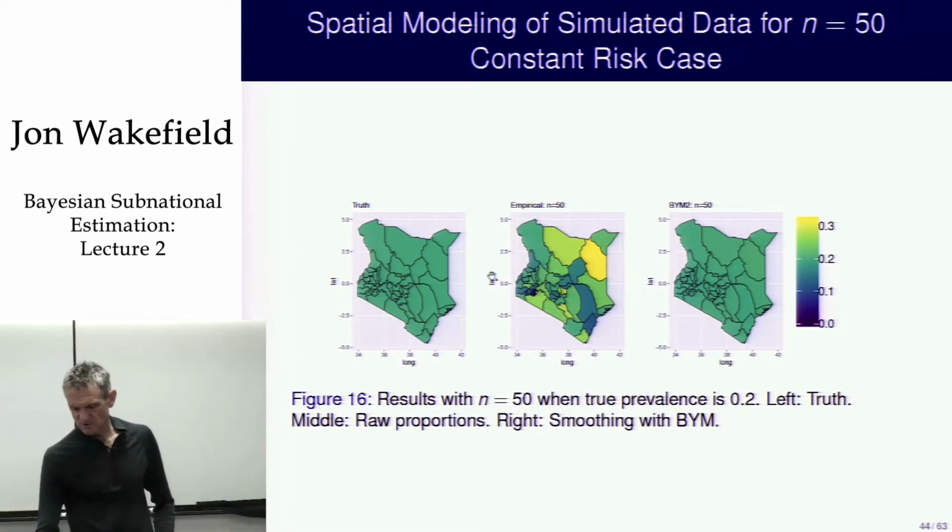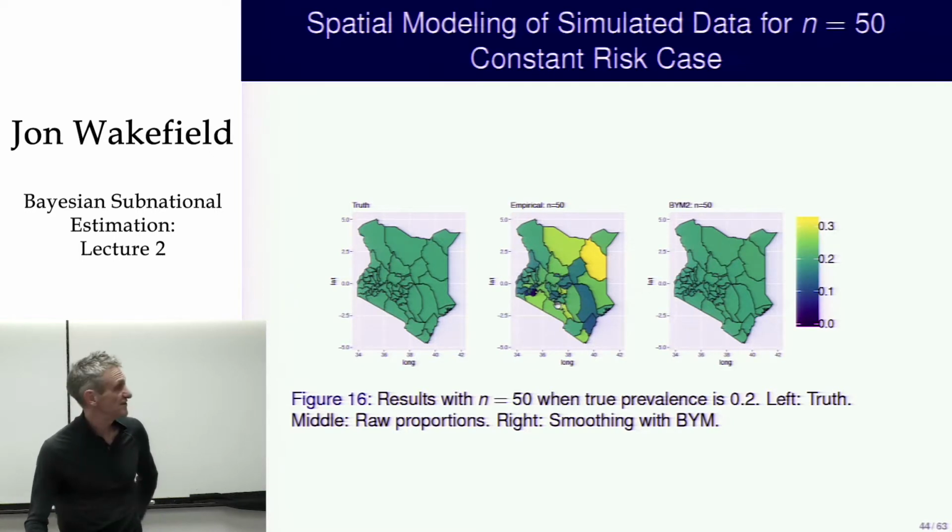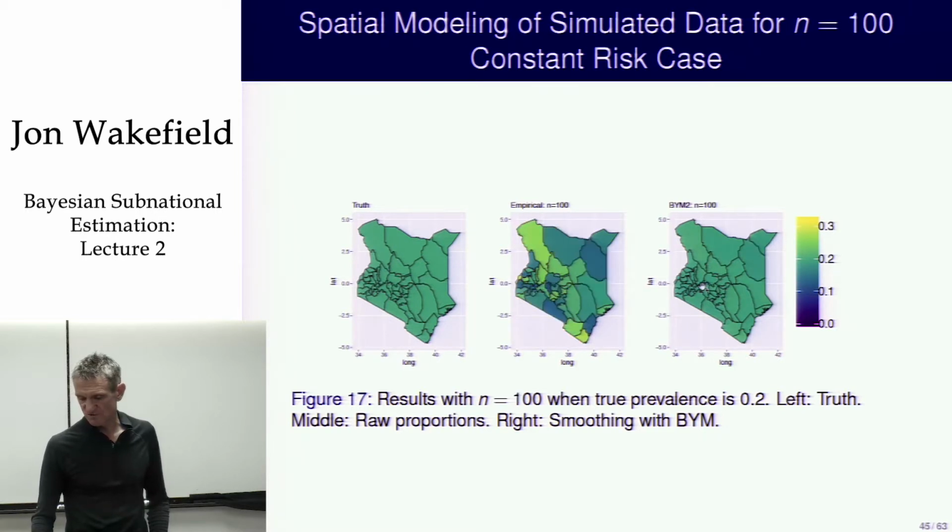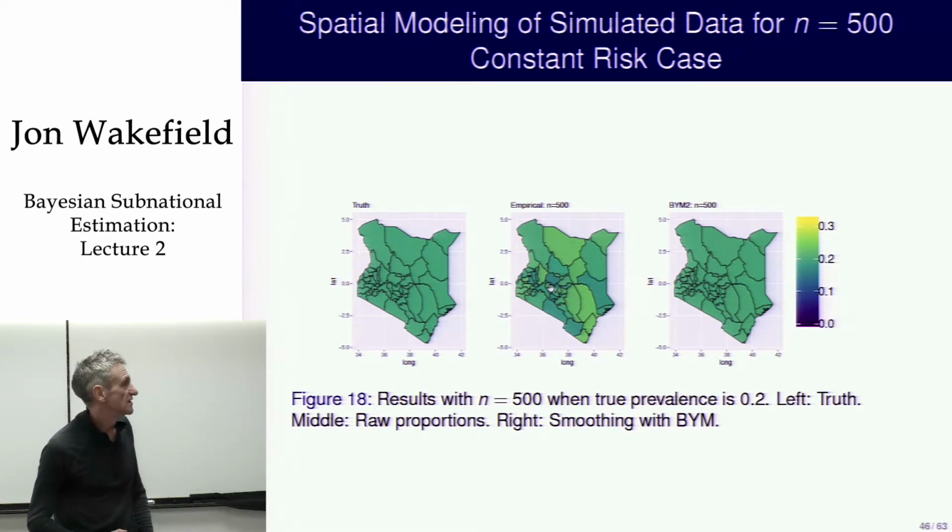So here's the observed data when we have 50 samples in each area. Again, we see lots of subnational variation. Once we apply the BYM model, we effectively recover the true surface. This is for n equals 100. So what we see in these three pictures is that this middle plot gets better as we get more and more data. But even here with 500 samples, sampling variation is still evident, even though the truth is flat. And so the BYM model is doing what it should do.